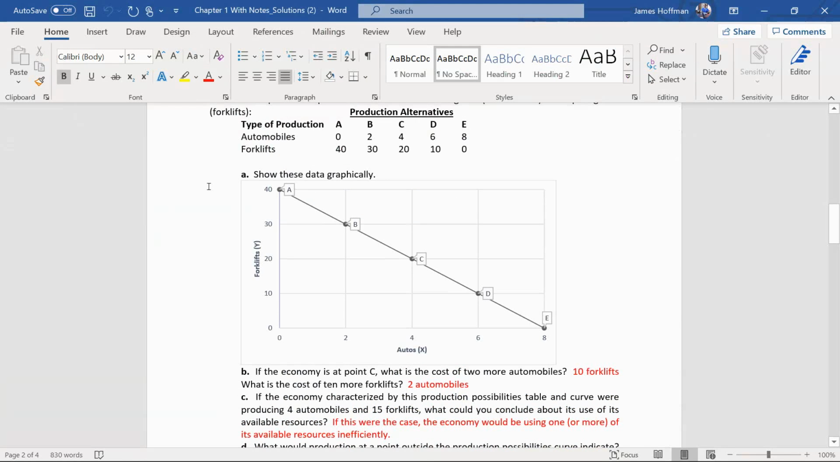Okay, and then here's the graph. I took a screen capture, copied and pasted the graph. This represents all these points up here in a linear graph. From the table up there, here are points A, B, C, D, and E. And you can see it represents all the combinations of forklifts and autos that this country can produce.